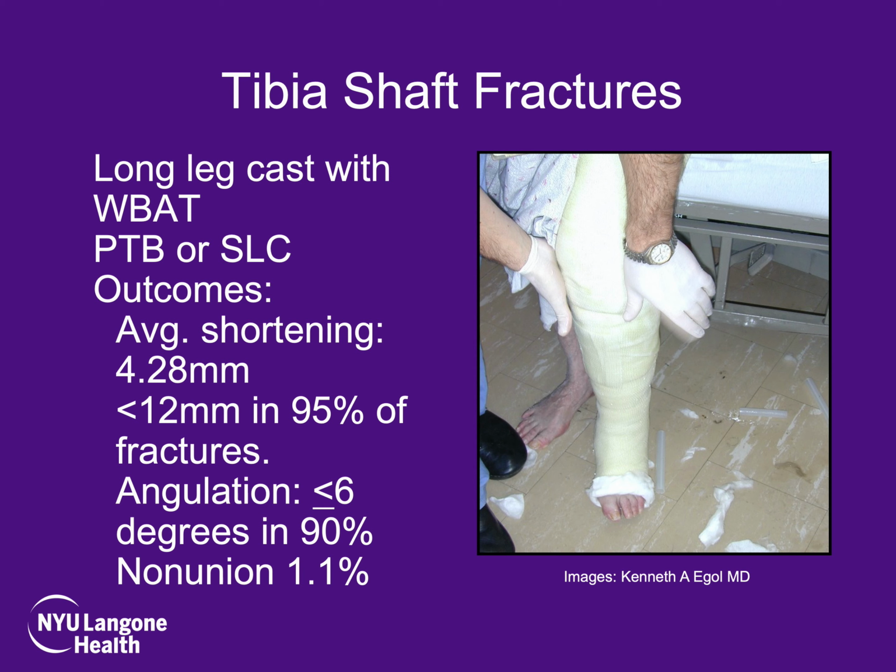Patients are initially treated in a long leg cast, which is then converted to a patella tendon bearing cast or brace. Sarmiento's outcomes are reported here with an average 4 millimeters of shortening, angulation less than 6 degrees in either plane, and only a 1% non-union rate. Obviously, these results have been difficult to reproduce in the years since.